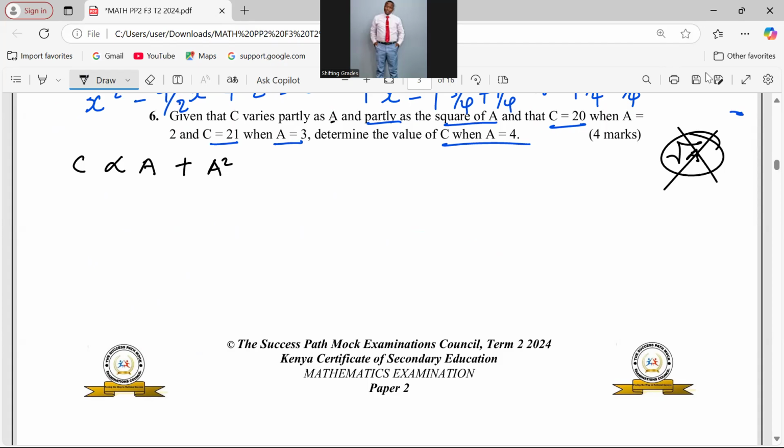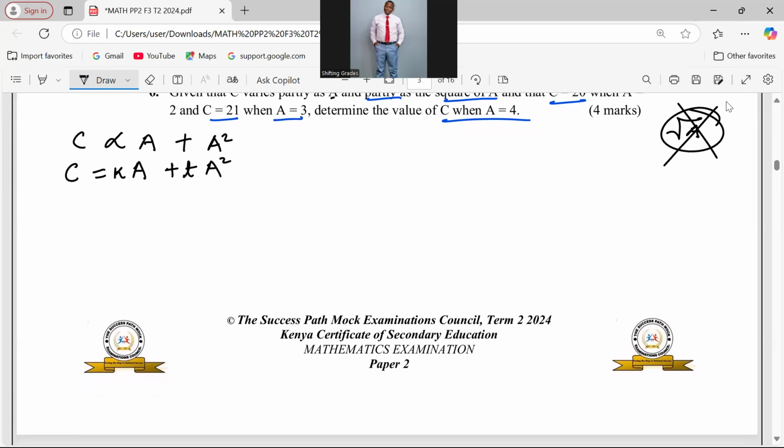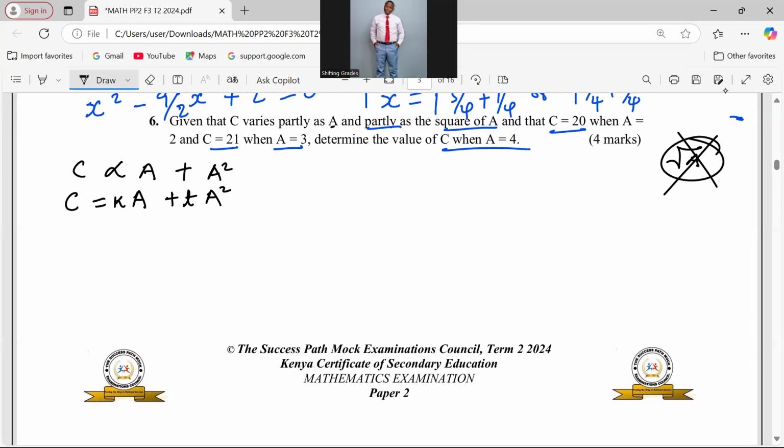Now look at this. We can write C equals, we introduce two constants, a constant in the first part and a constant in the other part. So the first constant can even be K times A, plus another constant, which can even be T multiplied by A squared. So now this is the general equation. We will come back and get the specific equation.